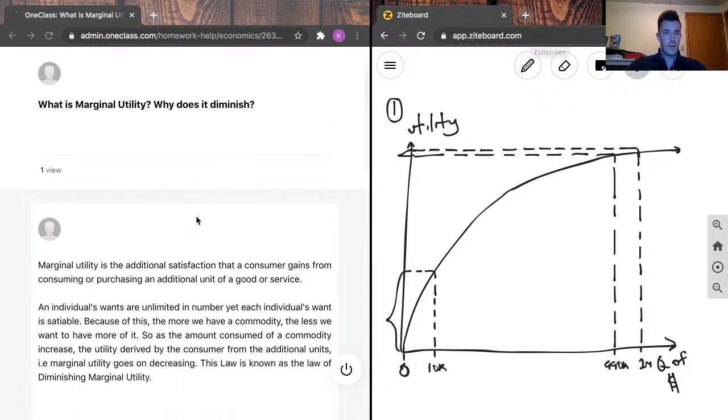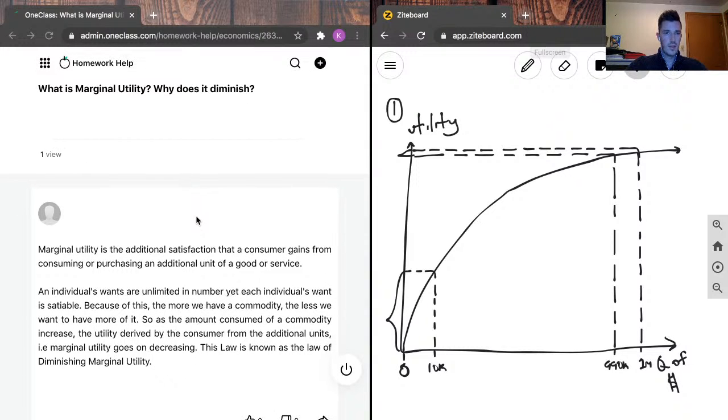Don't think there's anything else I want to add here. Let me just read through quickly.